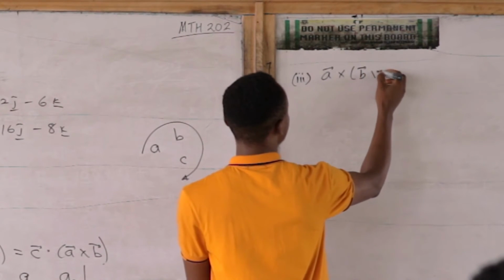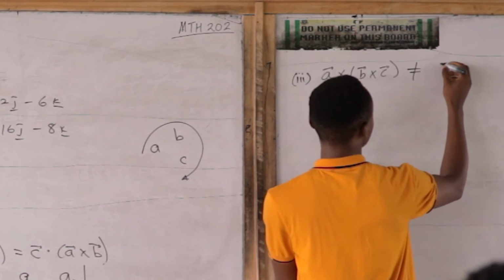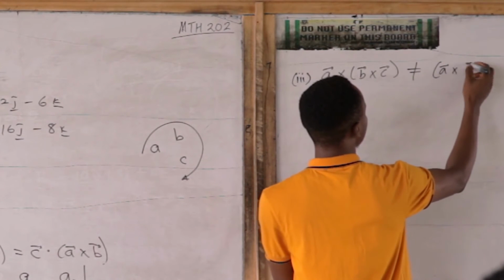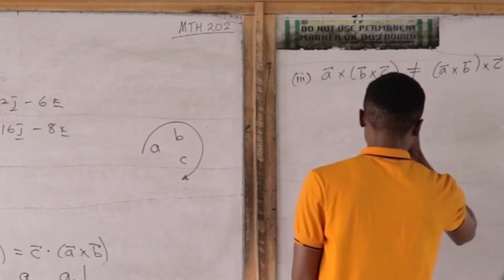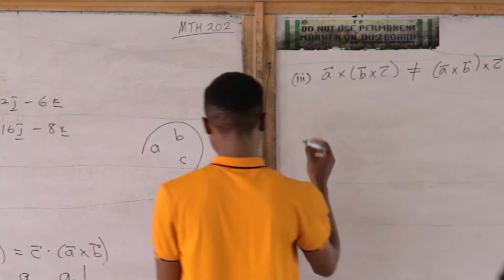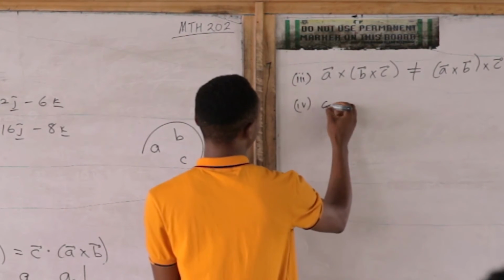A cross B cross C is not equal to A cross B cross C. Number 4.